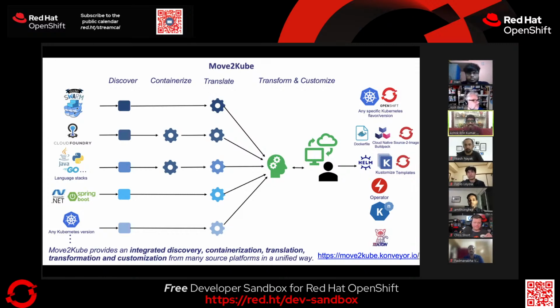So when you are writing your application or you have been hosting your application in production, it might be in any of these platforms, right? You might have already been in Docker Swarm where you have already containerized your application, or you might have your application running in Cloud Foundry, or you might be having your J2EE application or just running in your VMs, right? Move2Kube is about helping you automate the journey of getting to the Kubernetes platform in the most cloud native way.